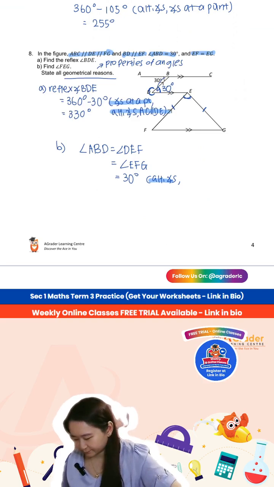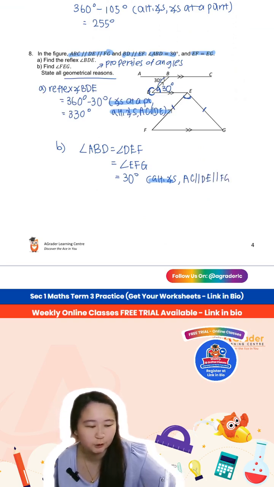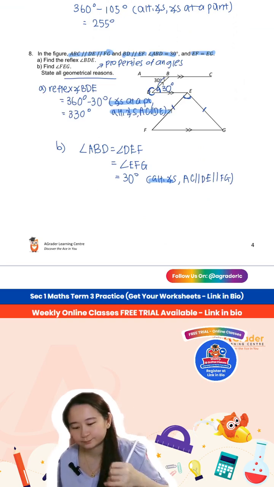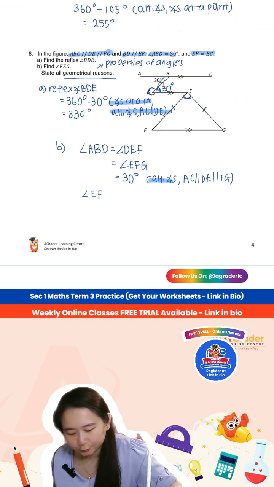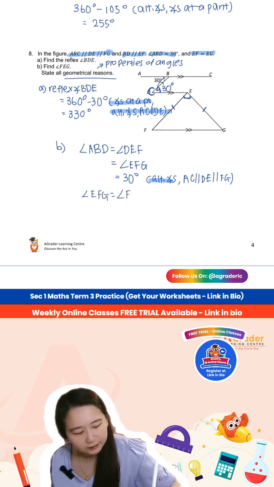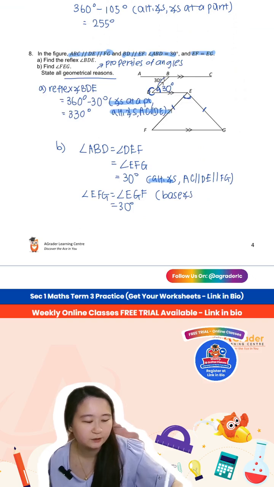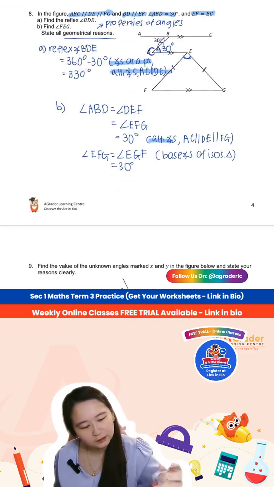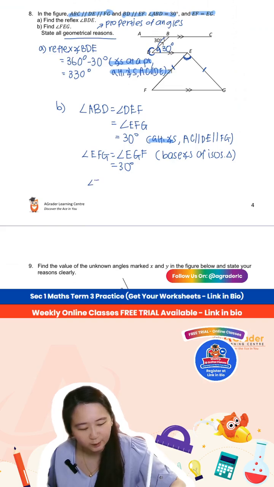Okay, so the alternate angles would be from AC parallel to DE parallel to FG. And then your angle EFG equals angle EGF equals 30 degrees because they are the base angles of an isosceles triangle. So with that, we can find this unknown angle here using the sum of angles in a triangle.